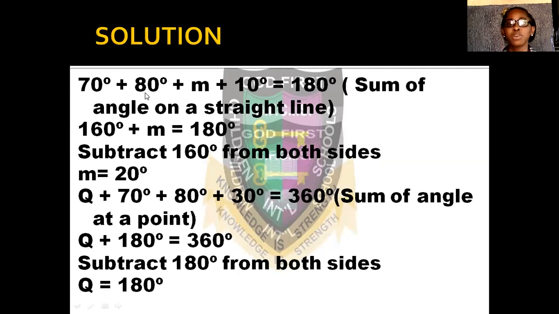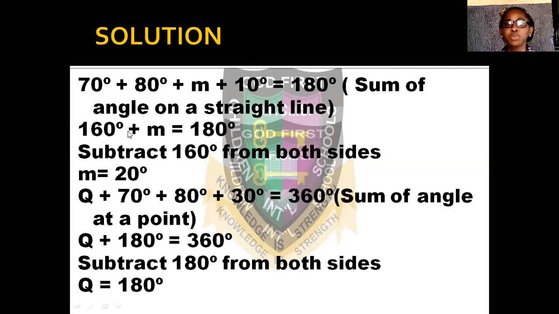70 degrees plus 80 degrees plus n plus 10 degrees is equal to 180 degrees, which is the sum of angles on a straight line. Don't forget that the sum of angles on a straight line is 180 degrees. So now the calculation: 70 degrees plus 80 degrees plus n plus 10 is equal to 180 degrees.